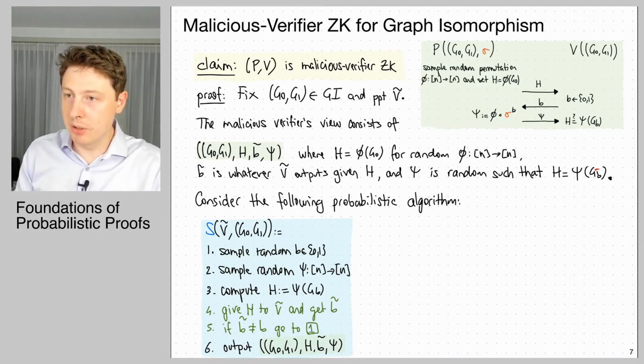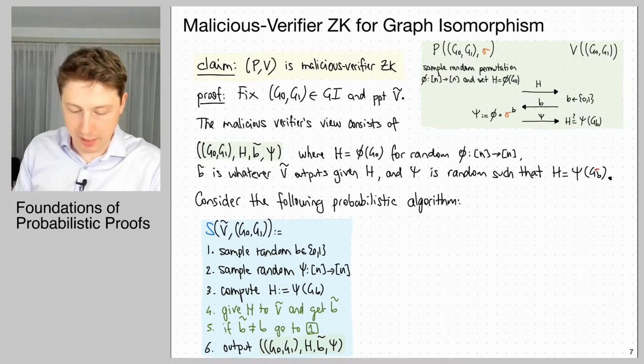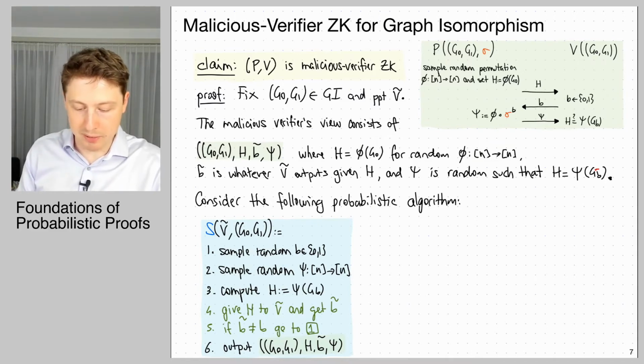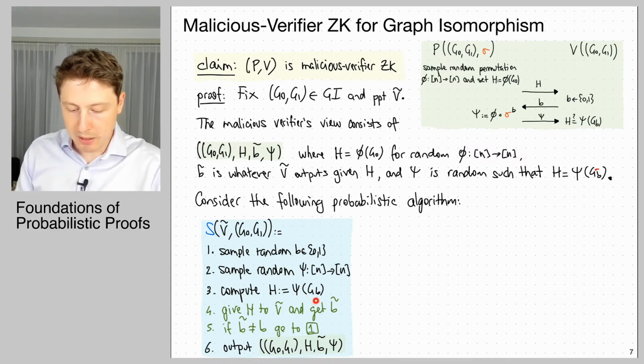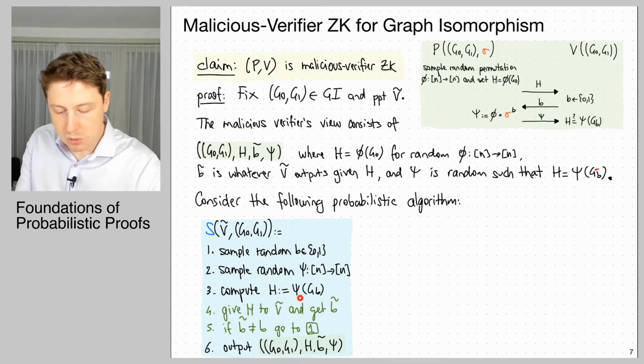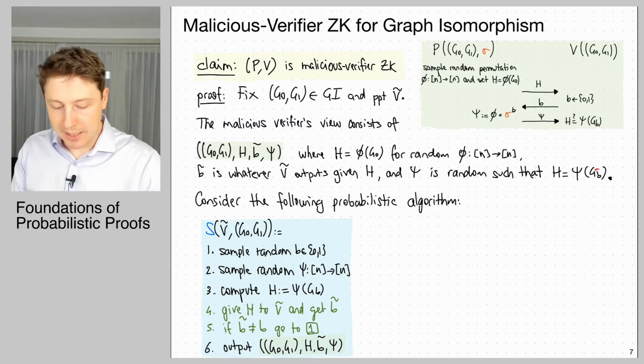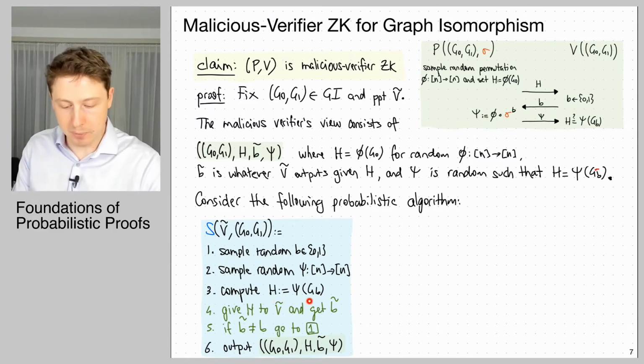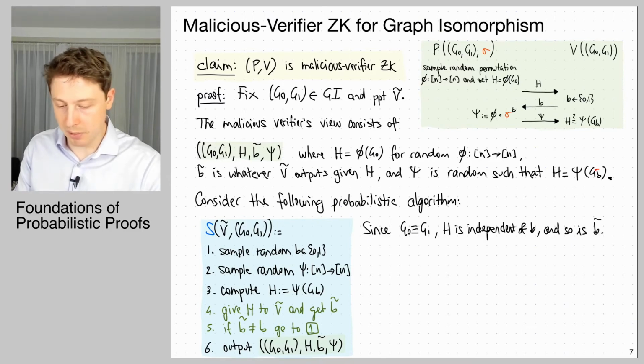Okay, so there's a suggestion in the chat because H is independent of B. Correct. So why is H independent of B? Because, look, H is just a random graph isomorphic to GB, but wait a second, G0 and G1 are isomorphic. Look, I have to use this somewhere, right? That they're isomorphic. And here it comes exactly here. So H sampled in this way carries no information at all about B. So there's just no way that V tilde can do that, okay?